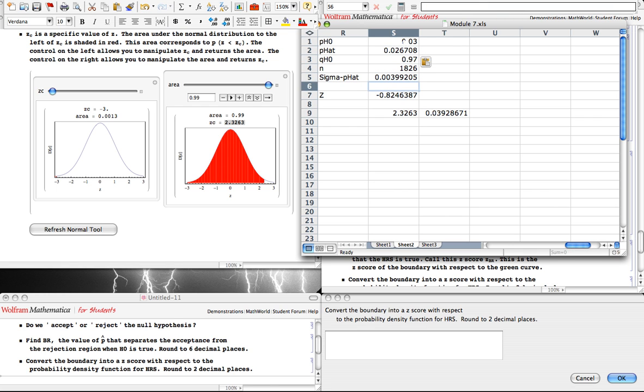Everything else is the same, so the z-score that we have now is equal to minus 0.8246, and you're asked to round it to 2 decimal places, so it's minus 0.82.